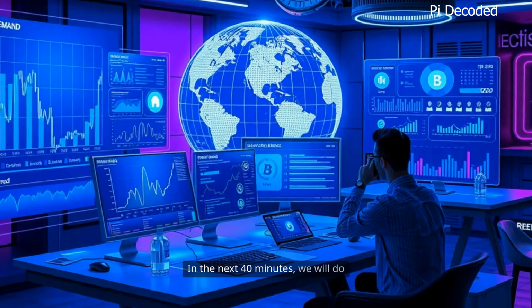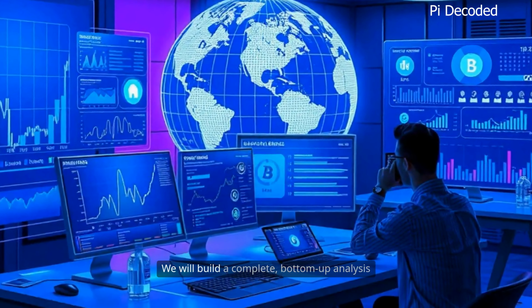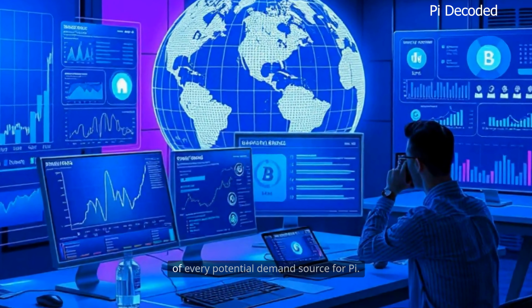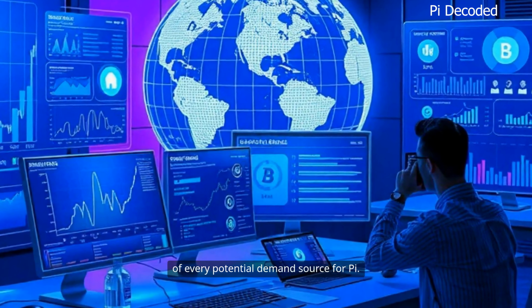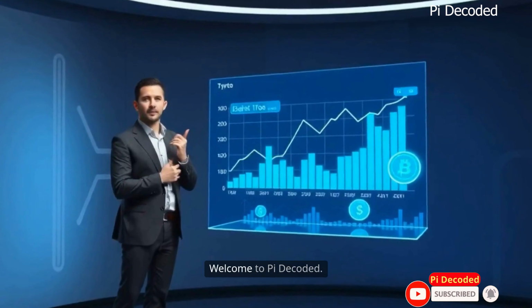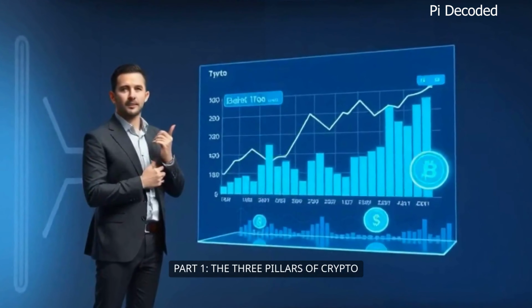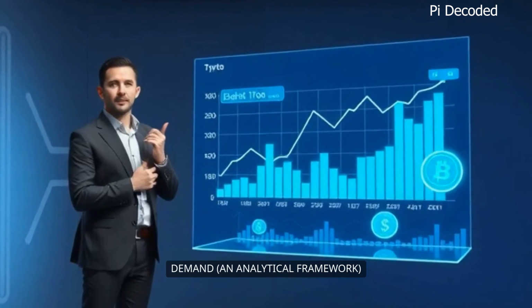In the next 40 minutes, we will do something no other channel has done. We will build a complete bottom-up analysis of every potential demand source for Pi. This is the other half of the economic story. Welcome to Pi Decoded. Part 1. The 3 pillars of crypto demand, an analytical framework.